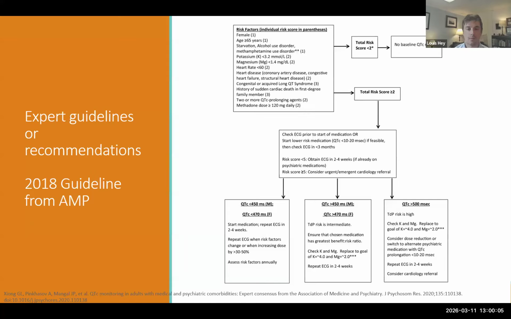So let's say you have a 40-year-old female without any of these other things, and you want to give her azithromycin or whatever it is. Some people get nervous and get an EKG. This expert panel said no. If there's only 1 point based on these risk factors, no baseline EKG is needed. If they have a score of 2 or higher, they would recommend getting an EKG prior to starting the medication.